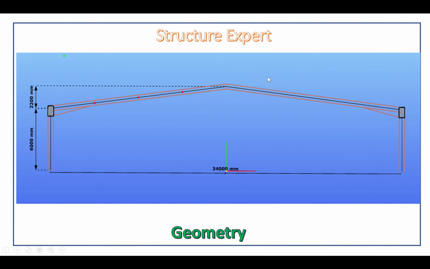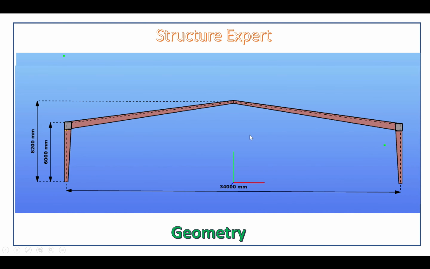Now we scroll down to this part, where we talk about the geometry. You see here we have a tutorial about how to design a portal frame and how to design a truss. You can check my YouTube channel for the tutorial, and we compare with the same geometry. The width is 34 meters, the column height is 6 meters, and the overall height is 8.2 meters. It is the same with the taper section.